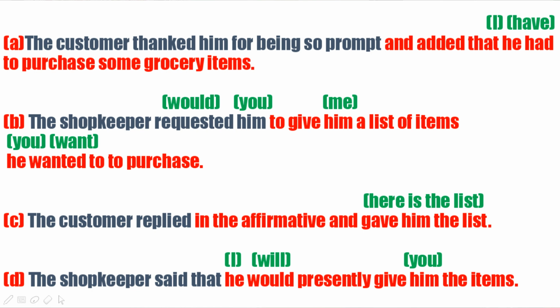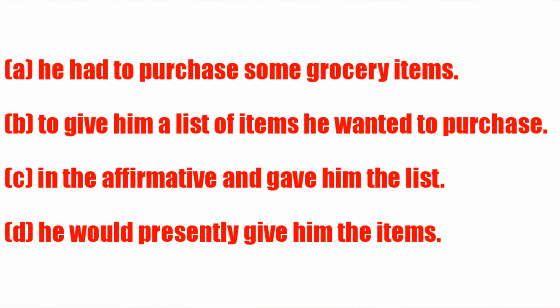Let us go to the answer part. And here is the final answer. A. He had to purchase some grocery items. B. To give him a list of items he wanted to purchase. C. In the affirmative and gave him the list. And D. He would presently give him the items.